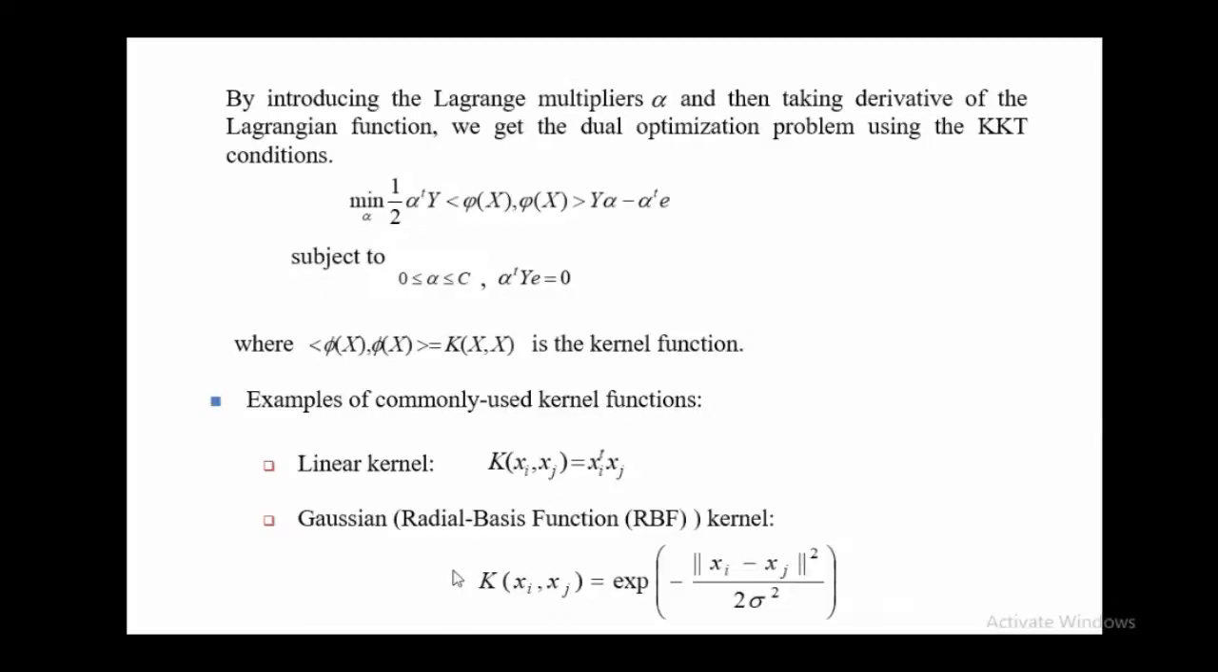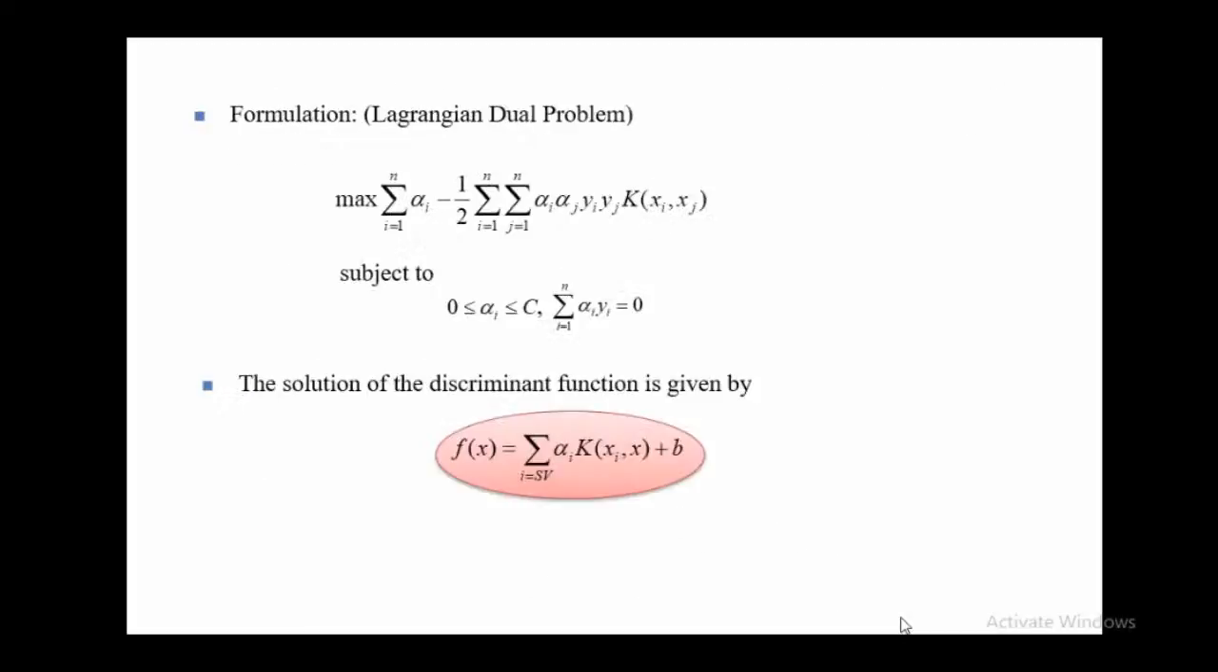In the end, we have this dual problem. Once we get alpha i from the dual problem, you put the value of alpha i, and b is already known. So you will get the final classifier, the solution of your problem, which is given by this particular function.